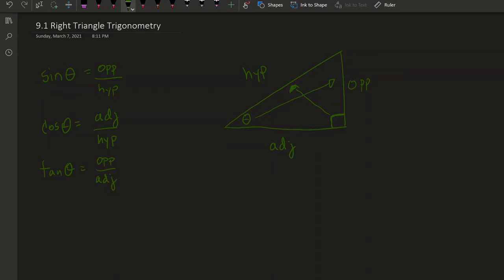Now, in order to get the other 3, we're just going to flip these over. So, the cosecant of theta is the hypotenuse divided by the opposite. The secant of theta is equal to the hypotenuse divided by the adjacent. And the cotangent of theta is equal to the adjacent divided by the opposite.